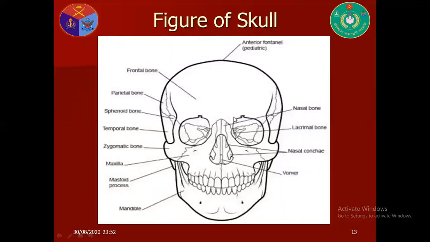Look at this picture. This is the skull: vomer, nasal concha, which is found in the nose, lacrimal, which is in the eye cavity, nasal bone, which consists of the nose, mandible, the lower jaw, is called mandible, and the upper jaw is called maxilla, and this is called zygomatic bone, and temporal.